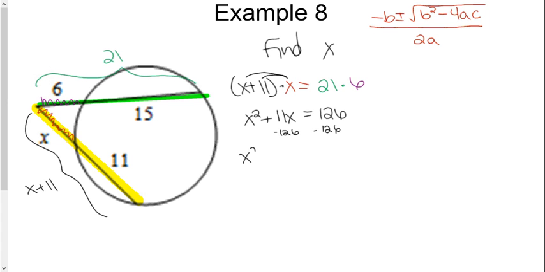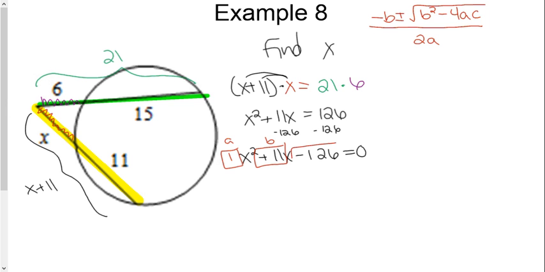And I get x squared plus 11x minus 126 is equal to 0. So this is a bunch of gibberish if you don't know what A, B, and C stand for. So this number right here in front of x squared, which is very invisible, called a 1, that is our A. The number in front of just plain old x is B.